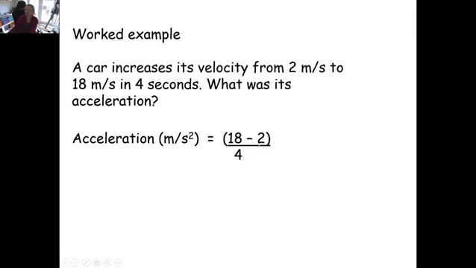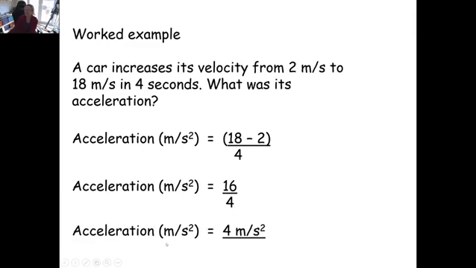Final velocity minus initial velocity divided by 4. It's very important, Year 10, that you do this calculation first, which is why I have put brackets around it here. So 18 minus 2 is 16, divided by 4 gives us an acceleration of 4 meters per second squared.